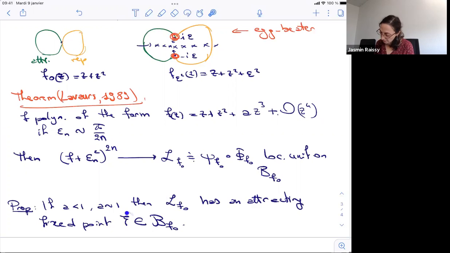And the existence of an attracting fixed point for the Lavaurs map will give us the existence of a component which is wandering around nearby this invariant fiber. And I will stop here because you have a long day ahead, and I had a long day before. Thank you very much.